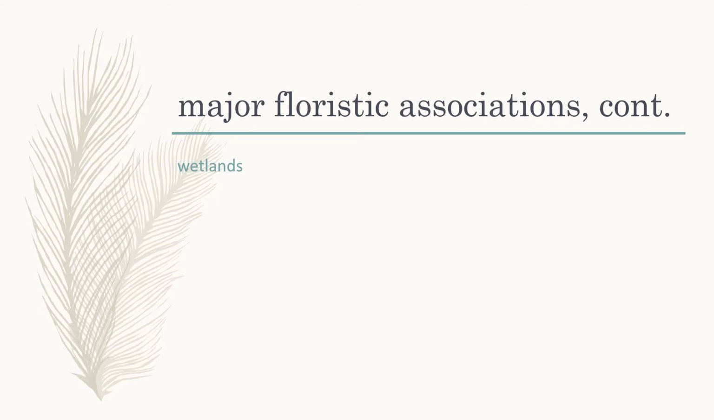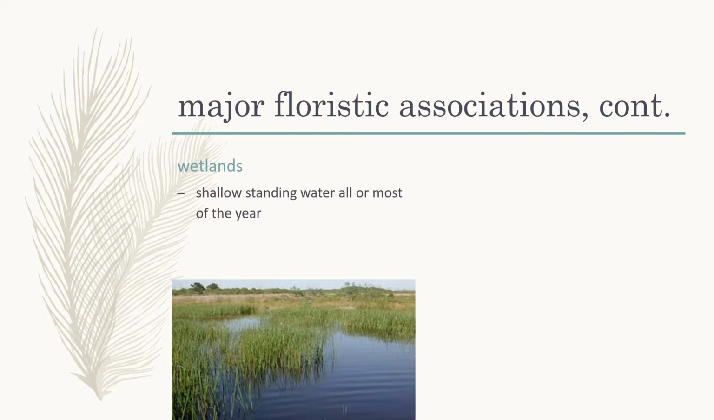And last, wetlands are covered in standing water either all year or the majority of the year. The vegetation in wetlands rises above this water. The 2 types of wetlands are swamps, with trees as its dominant vegetation, and marshes with grasses as its prominent vegetation.